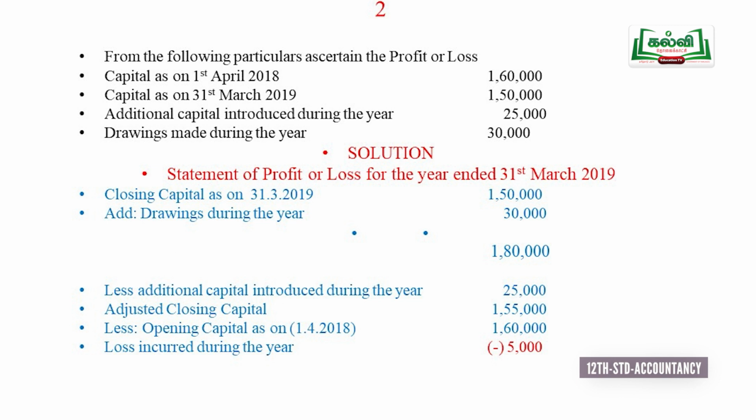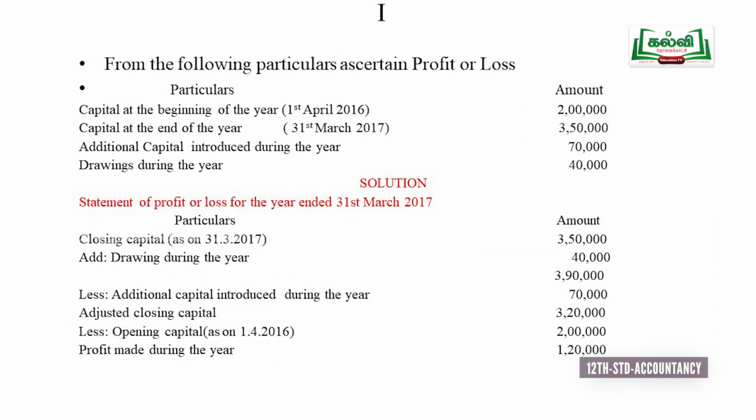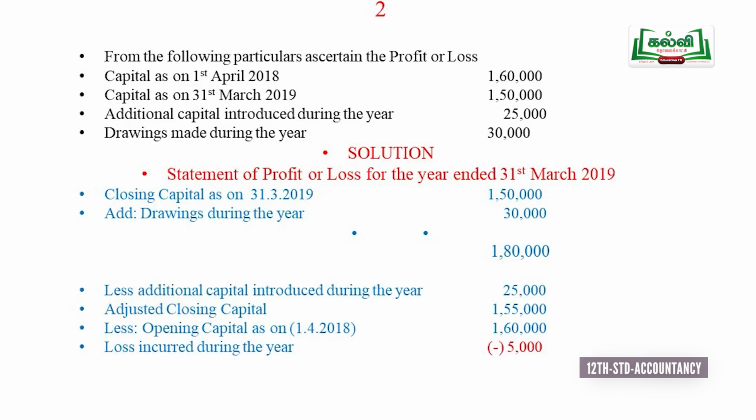But if the adjusted closing capital is more than the opening capital, the answer may be profit. The first sum we have seen, the adjusted closing capital is more than the opening capital, so we have profit. But now the adjusted closing capital is less than the opening capital, so the answer is loss.